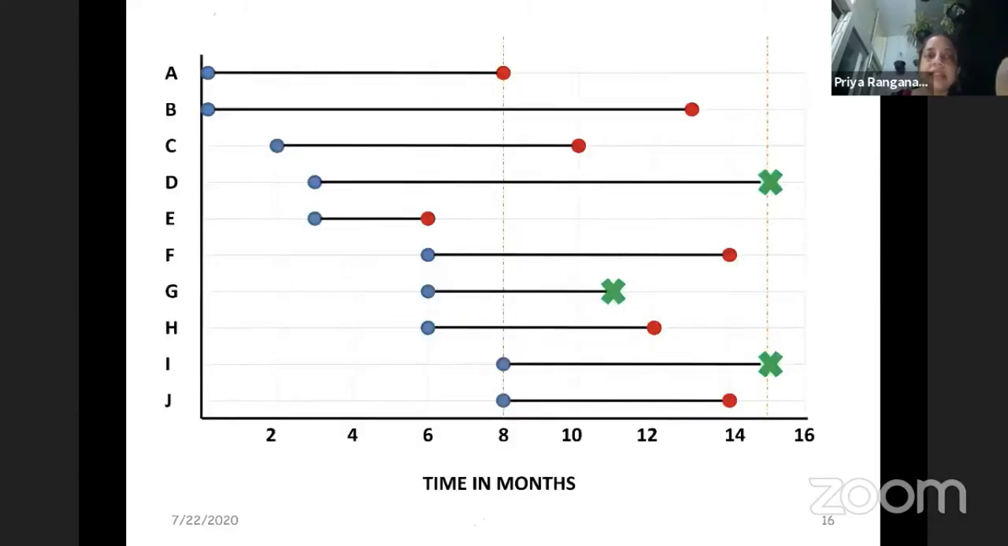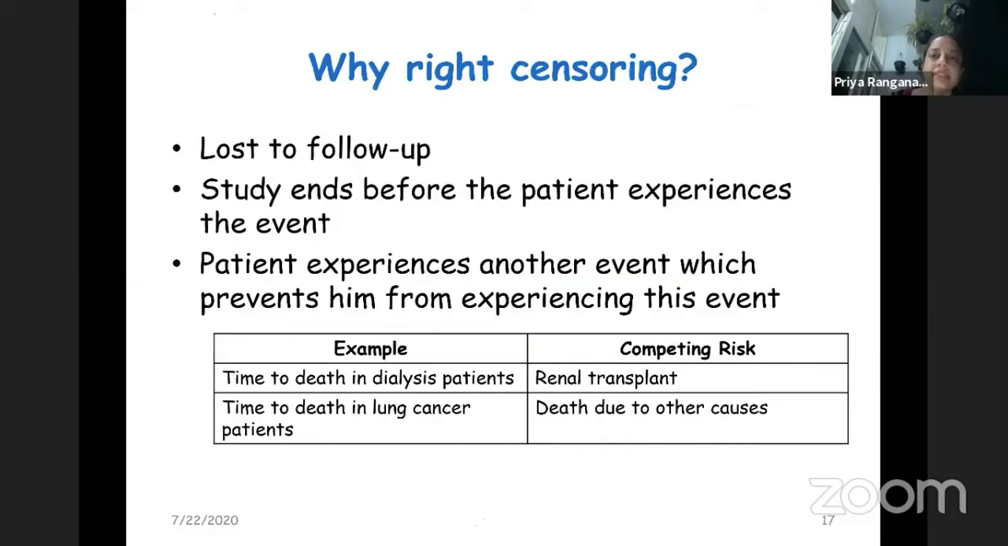For example, in this, patients D, G, and I all have entered. The timeline has moved towards the right, and then they've got censored. So these are examples of right censoring. Why do we have right censoring? First, patients could get lost to follow up. Second, the study ends before the patient experiences the event. And lastly, the patient experiences another event which prevents him from experiencing this event.